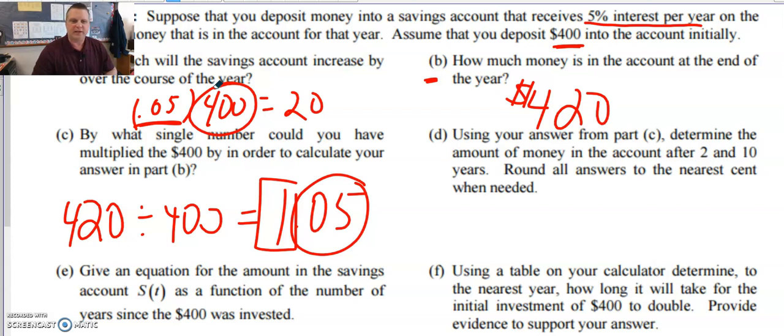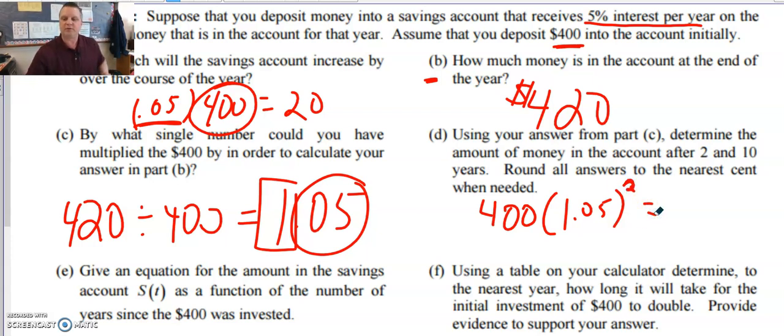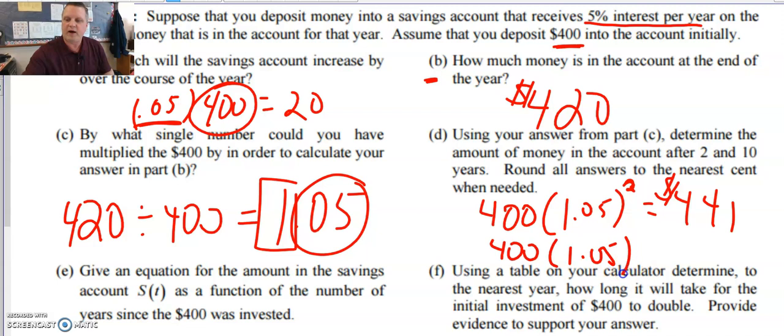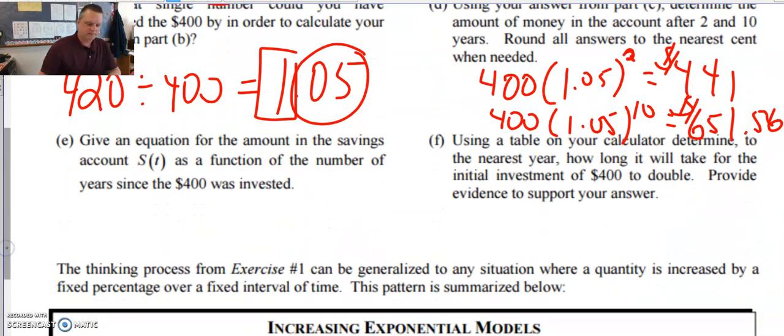Using your answer from part C, determine the amount of money in the account after 2 and 10 years. So 400 times 1.05 would be after 1 year. That's how we got the 420. But now we're going to raise it to the power of 2 because it's after 2 years. So you have to do 1.05 times 1.05, and that would give you $441. Same thing with 10: we would do 400 times 1.05 raised to the 10th power, and that would give you $651.56. Remember, with money, you want to round to 2 decimal places.